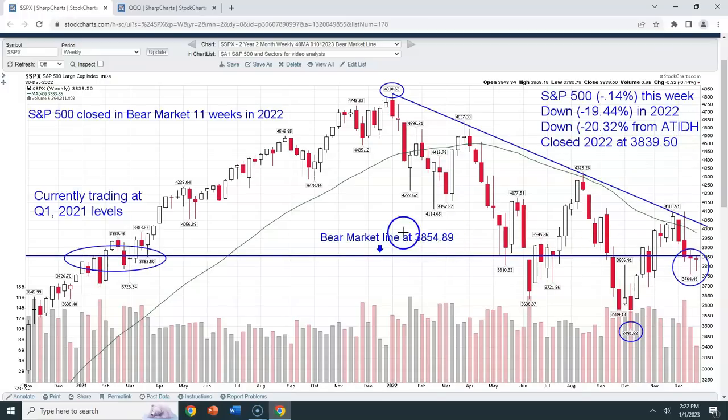So this line here is that bear market. Anything below 3,854.89, that line is 20% below the 4,818.62 all-time intraday high. So anything below this line in the S&P 500 is in a bear market.